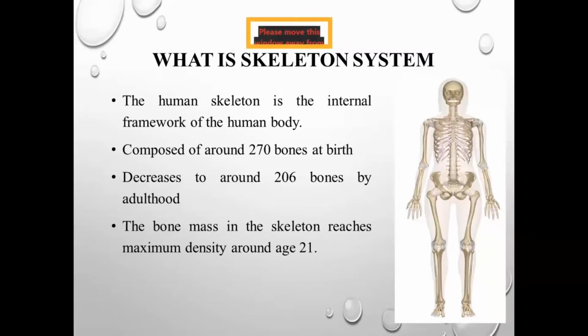It is composed of around 270 bones at birth, and it decreases to 206 bones by adulthood. That means in the infant state, you have around 270 bones, because a lot of bones are split here and there. As the child grows, these bones combine together, and the number is reduced when the person reaches puberty and adulthood, when there are around 206 bones.